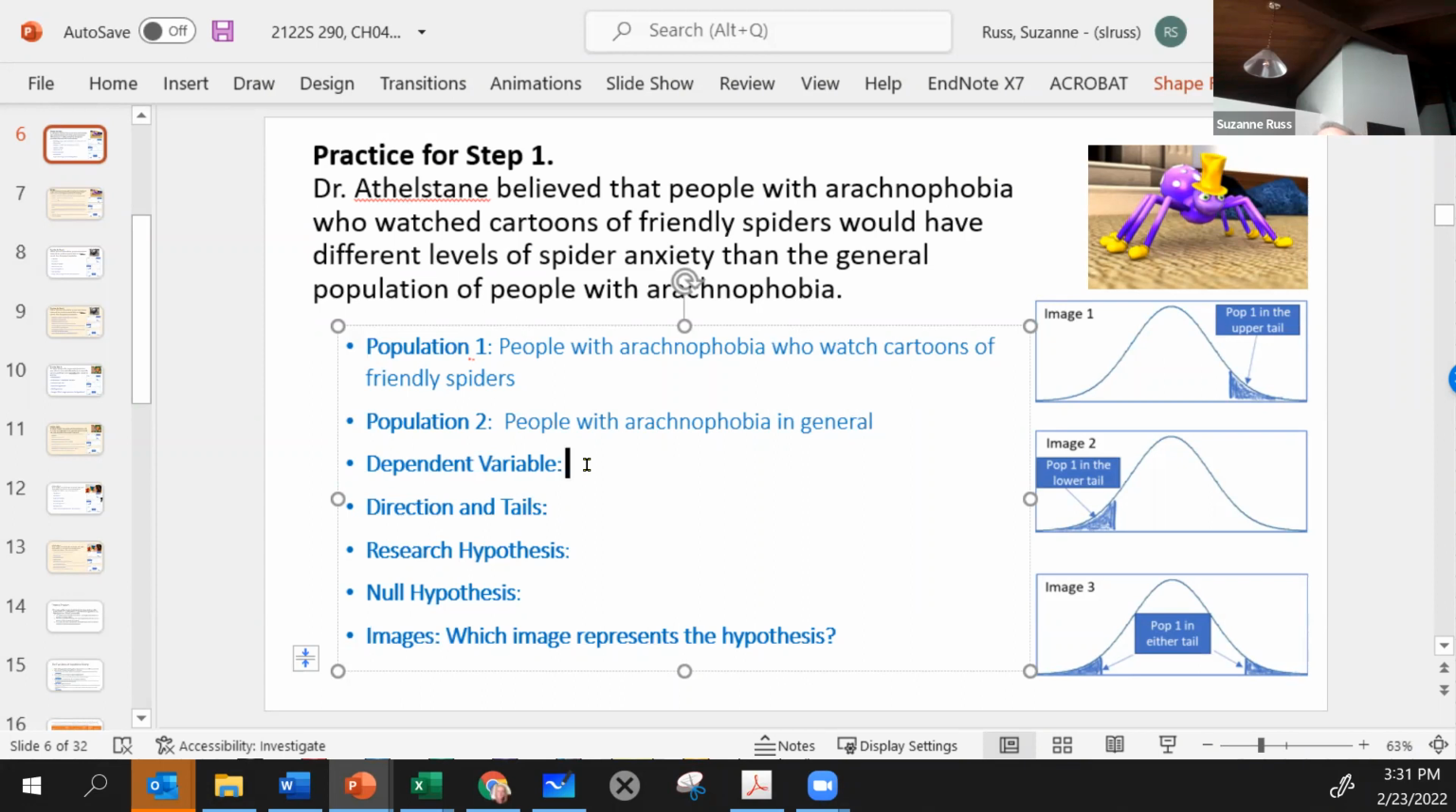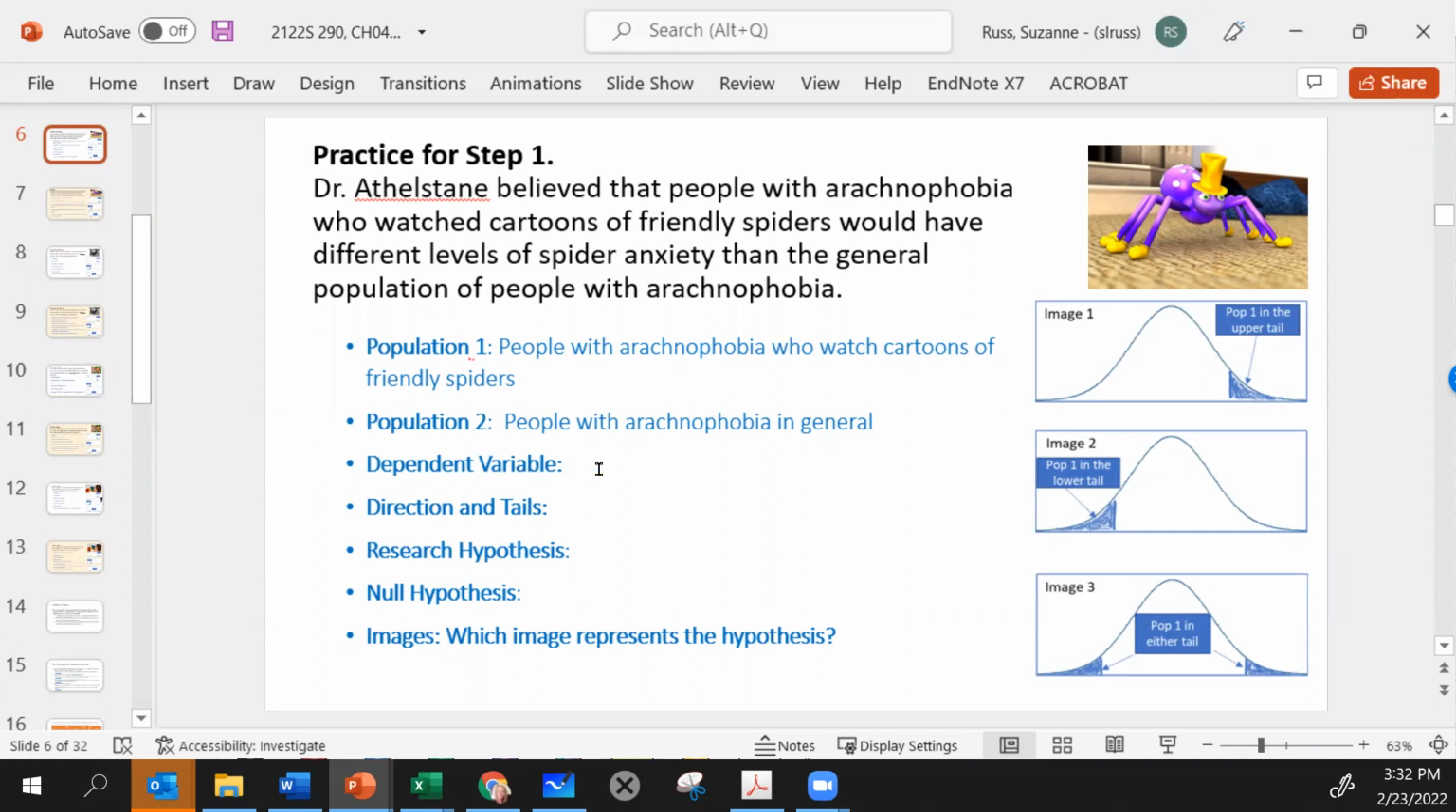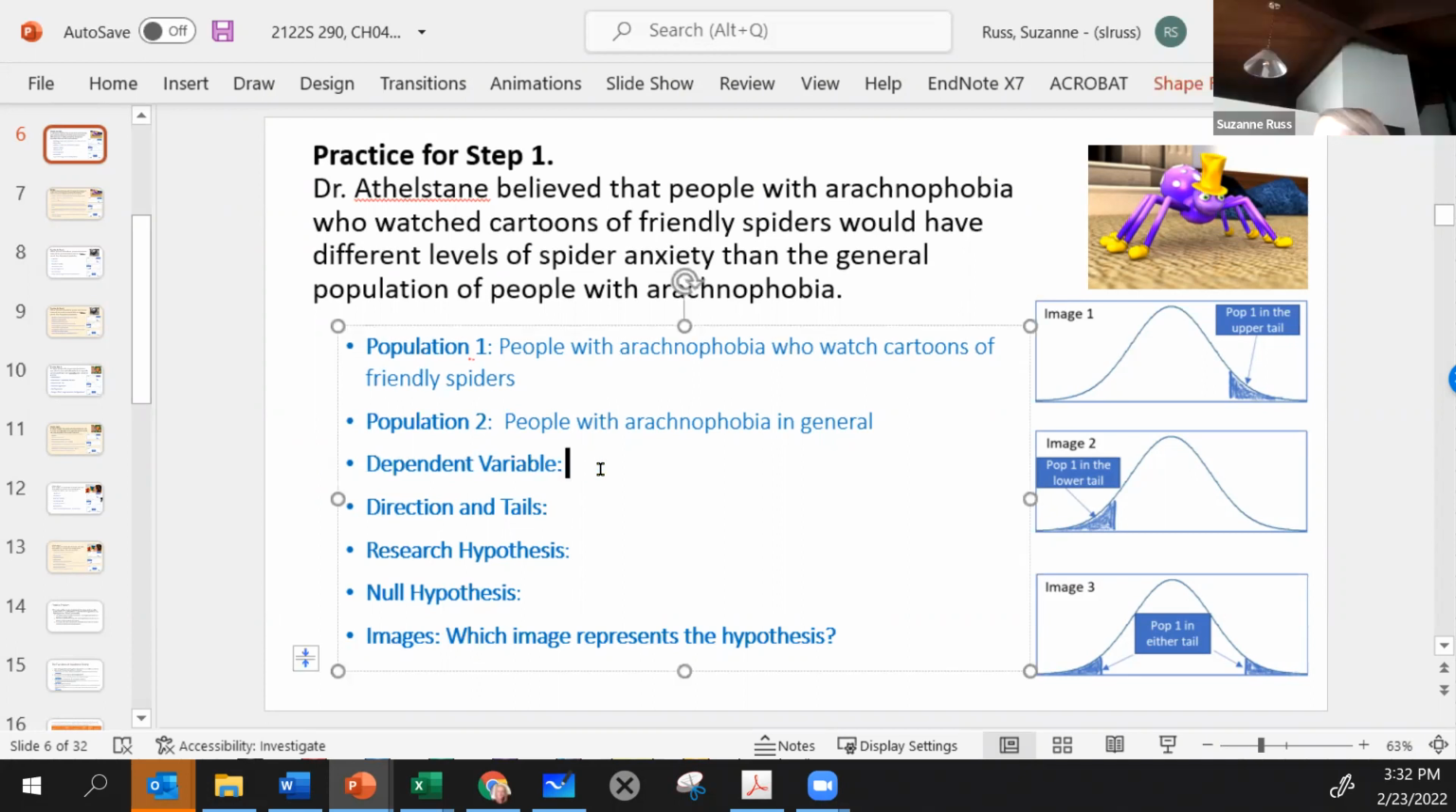What is the dependent variable, or what does this doctor think will be different in people who have watched the cartoons of friendly spiders? Virgie. What is she measuring? What will be different, does she think, if they watch the cartoons? Oh, I think Virgie had to go pick up her son. She told me about that. Sean, what will be different? What is she measuring? They're measuring the levels of spider anxiety. Very good.